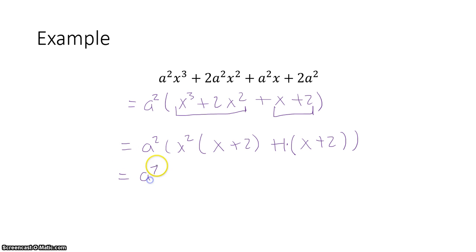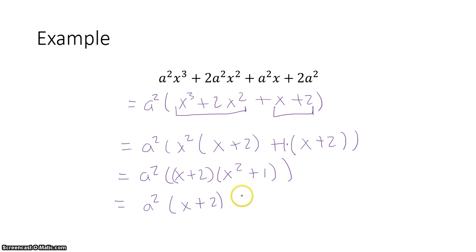Now, notice what I've done is I've rewritten this so that now I have a greatest common factor inside the parentheses of this x plus 2. So I want to factor that out, x plus 2 times, now when I factor that off of the first one, I'm left with x squared. And when I factor it off the second one, I'm still left with plus 1. And just to write this how you're going to see it typically, it's going to be a squared times x plus 2 times x squared plus 1.